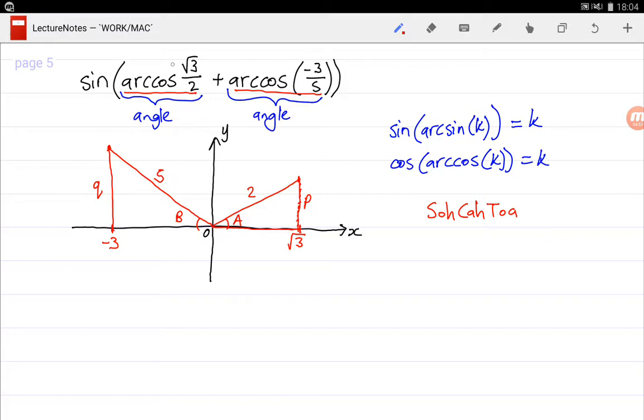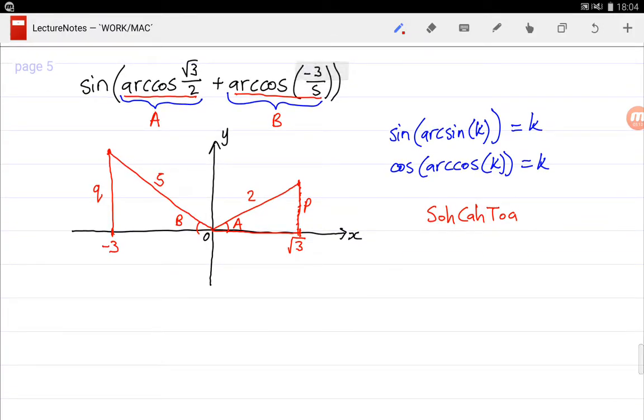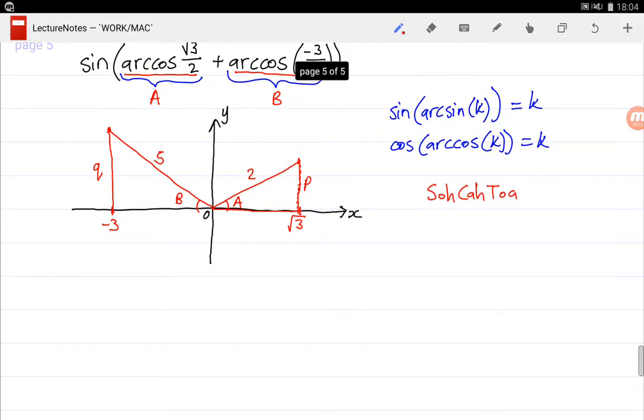So this we can just call, I'm just going to erase that, and I'm going to erase this as well. This is our angle A, and that's our angle B. So this is going to become very important because we're going to develop expressions for this angle A in terms of both arc cos and arc sine.